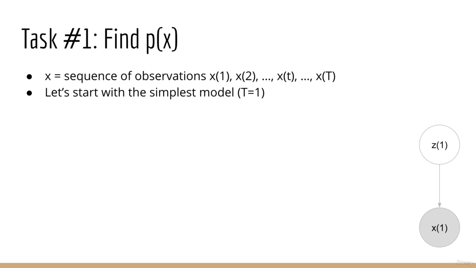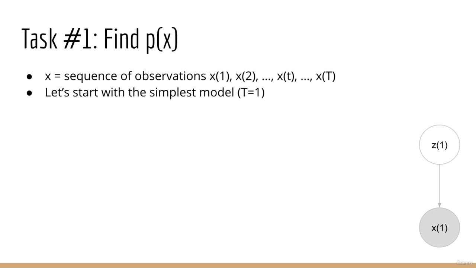Okay, so task number 1, finding p of x. In this case, x is the entire vector of observations, x1 all the way up to xT. And remember that in our case, these represent stock returns. It sounds pretty simple, but in fact, this can get quite complex. Okay, so how do we even begin with solving this task? Well, remember that we are equipped with a graphical model.